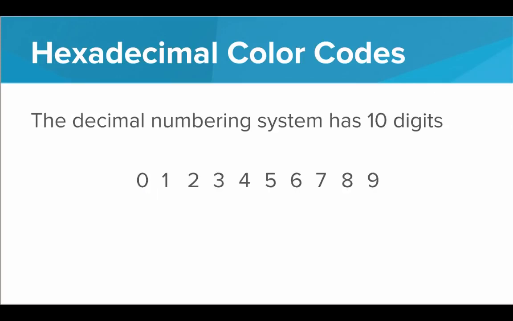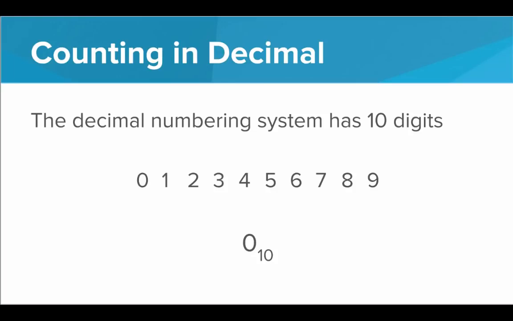So we are used to the decimal numbering system. The decimal numbering system has 10 digits to use, 0 through 9. And so this is what we're used to. We have 10 fingers, 10 toes. This is generally how we represent numbers, is with these 10 digits. So if we were to count up, we would start with 0, base 10, then 1, base 10, then 2, base 10, 3, 4, 5, 6, 7, 8, 9. Okay, now we're at the maximum.